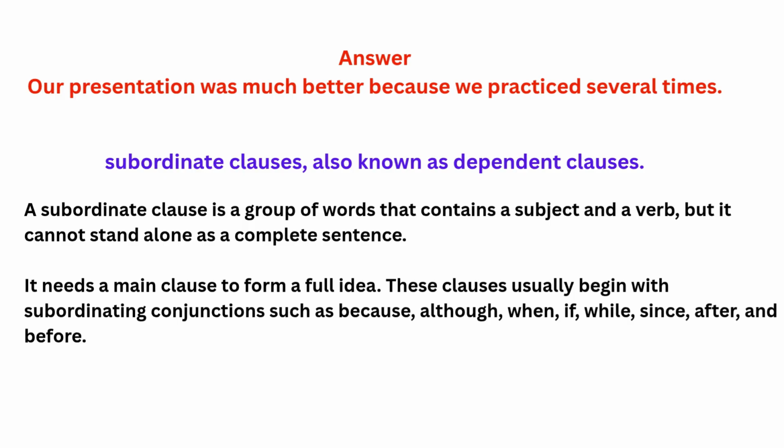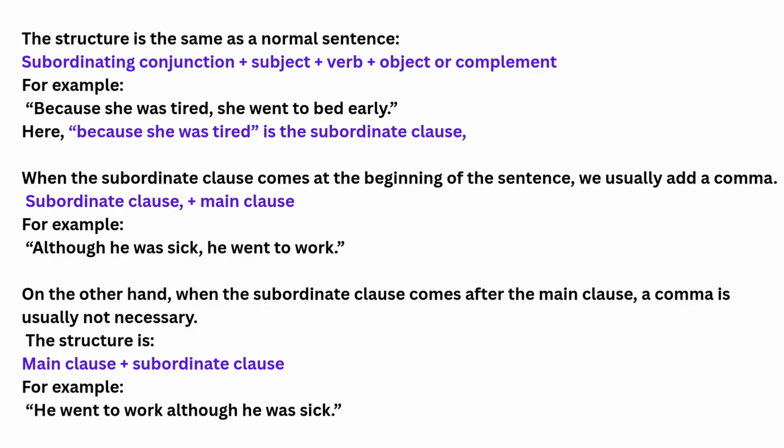First, let's look at the basic word order inside a subordinate clause. The structure is the same as a normal sentence: subordinating conjunction plus subject plus verb plus object or complement. For example, because she was tired, she went to bed early. Here, because she was tired is the subordinate clause, and it follows the standard subject-verb order.